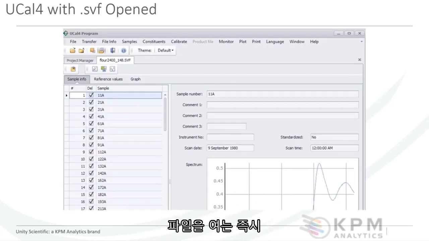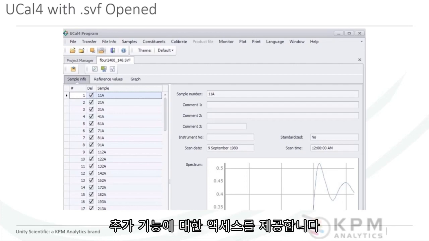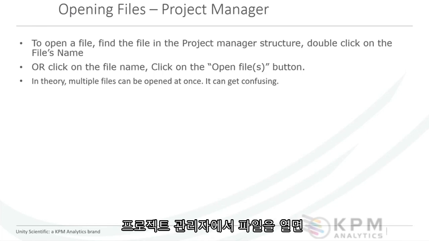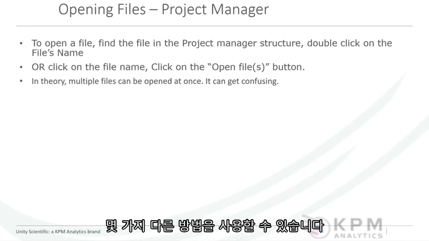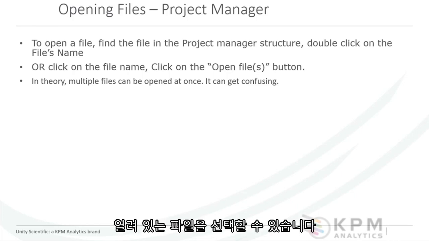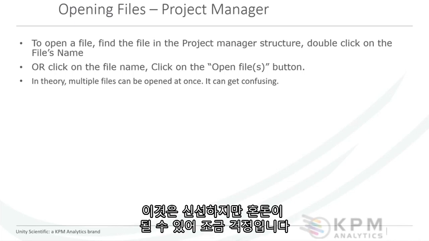But as soon as you open up a file, you can see that the top menu changes. The new options reflect the file type that you opened and provide access to additional functionality. To open files in the project manager, you can do it a couple of different ways. You can just double click on the file name, or you can right mouse click for the context menu and select open file, and the file will open. Just as a heads up, you can open multiple files at the same time in project manager. This is useful sometimes, but it can get confusing. So just a little warning.